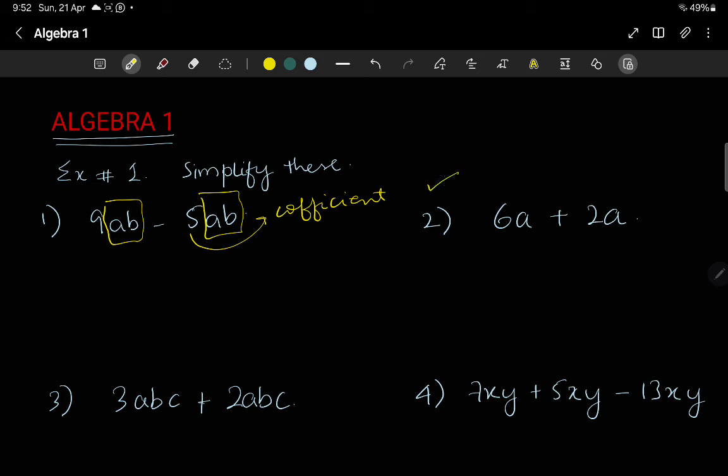Let's see question number 2. In question number 2, we have 6a and 2a. a is the variable and 6 is the coefficient, as we know. Now what will we do to solve it? 6a plus 2a is 8a, because whenever we add like terms, the coefficients of the variables are added together.